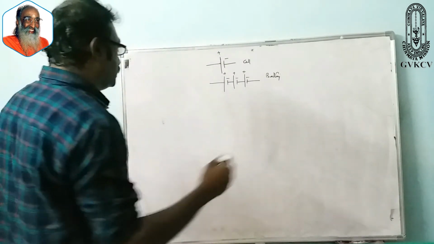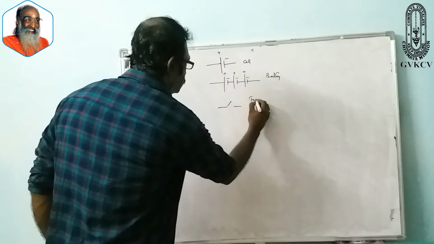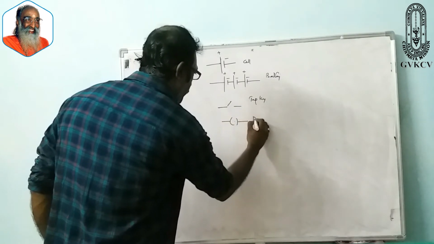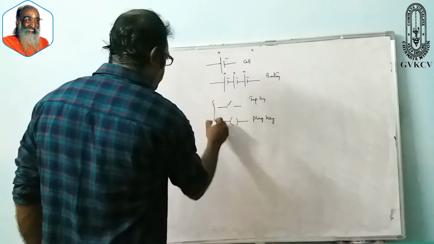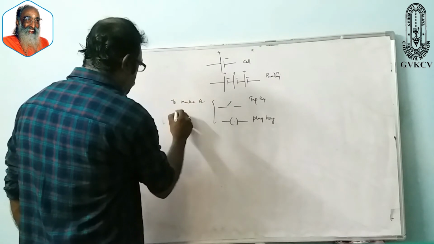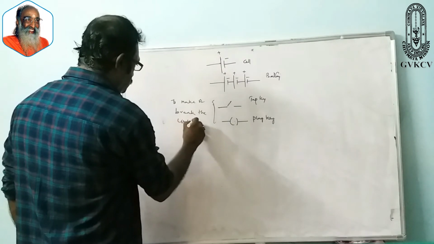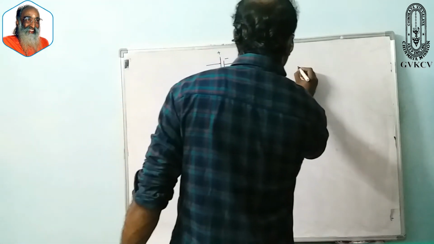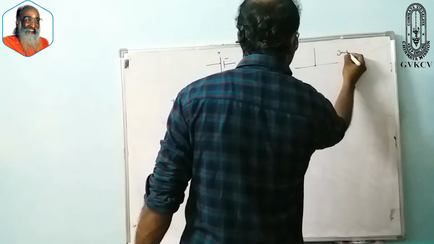And the other one, already we have talked about, is a tap key. And the other one we talked about is the plug key. And we know what is the purpose of the key. It is to make or break the circuit. We use the keys. And for the wire joint, this is the symbol for a wire joint.